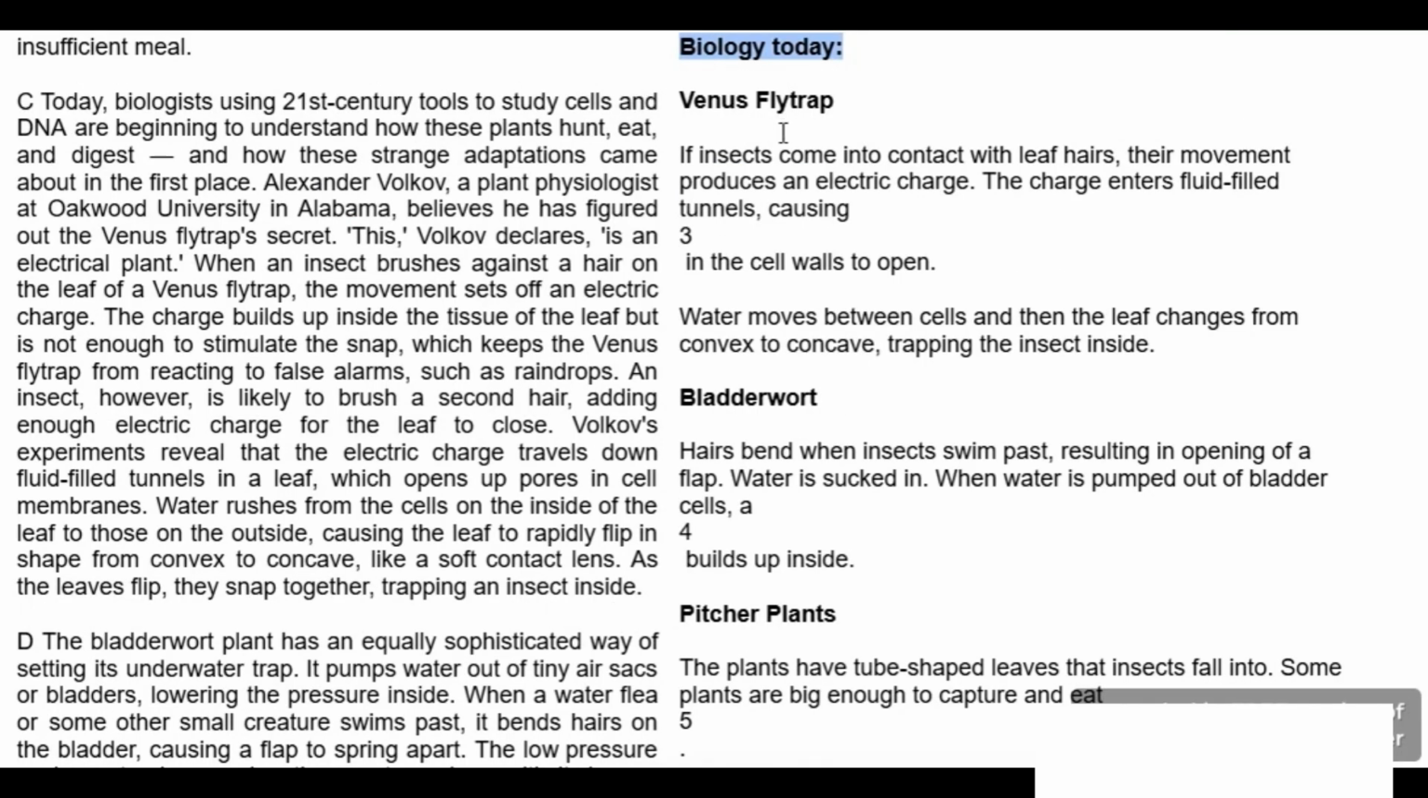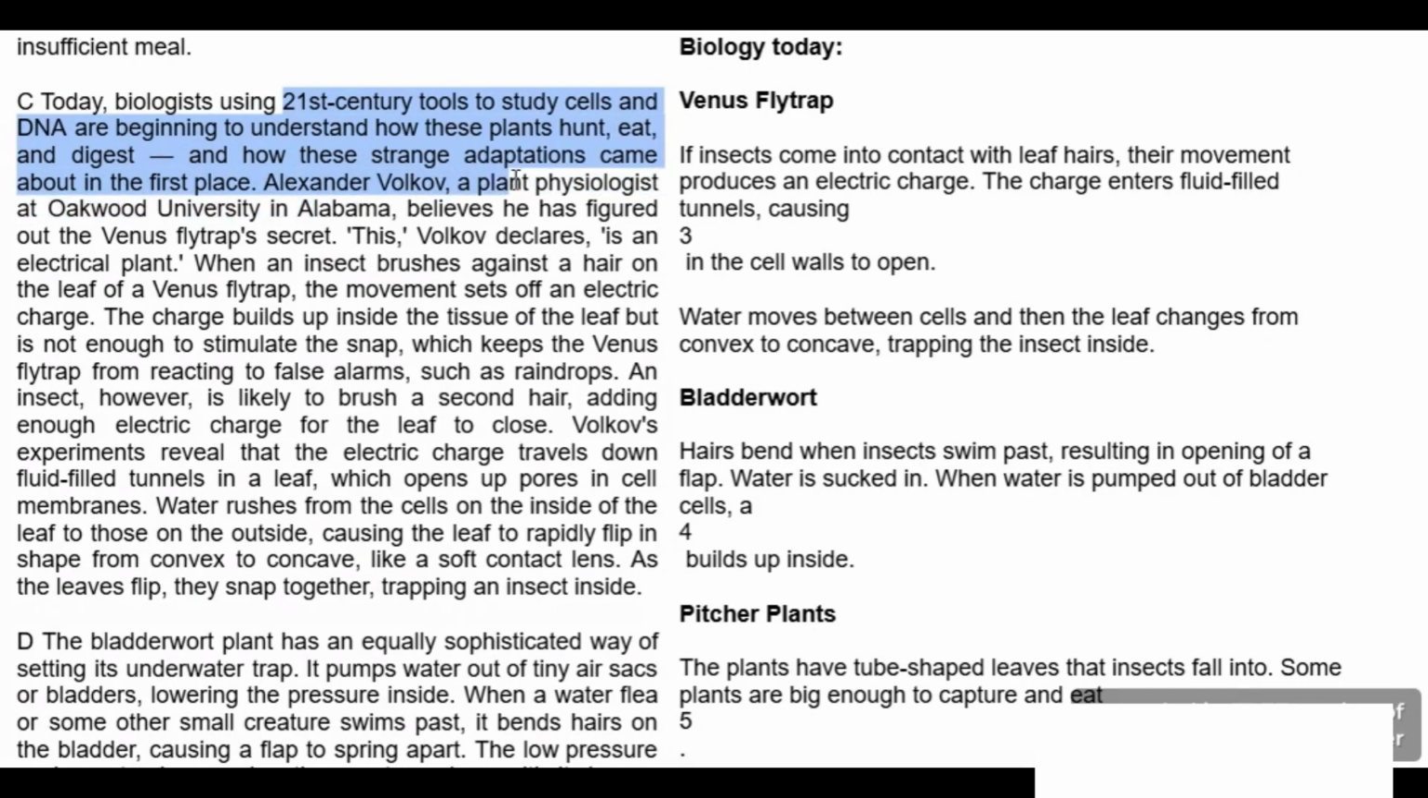Venus flytrap biology today: if insects come into contact with leaf hairs, their movements produce an electric charge. The charge enters fluid-filled channels, causing the cells to open. Water moves between cells and the leaf changes from convex into concave, trapping the insect inside. So let's move on to the next paragraph, C. Today in biology, using 20th century tools to study cells and DNA, we understand how this plant hunts, eats, and digests, and now how this strange adaptation came about in the first place.